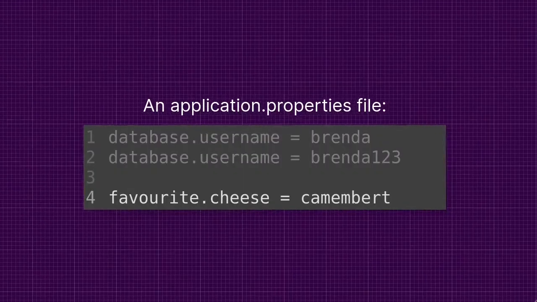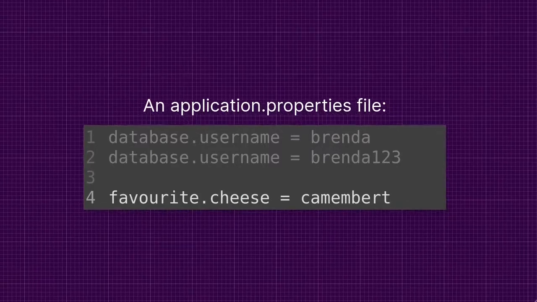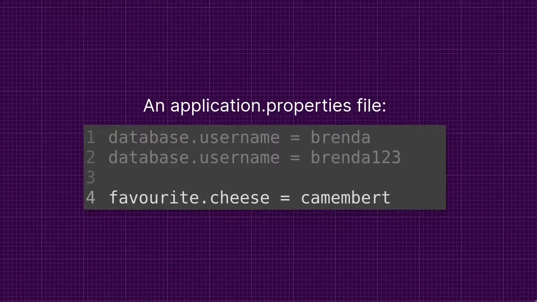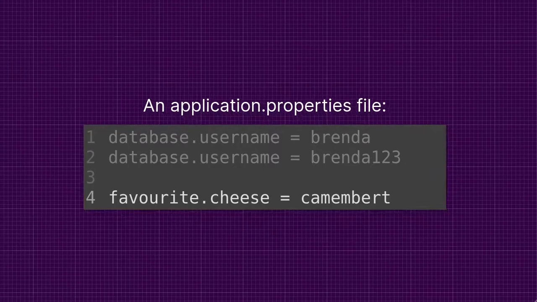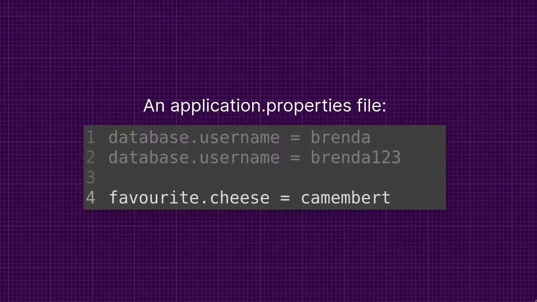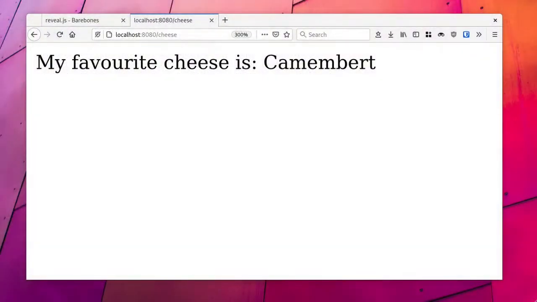So firstly, you need to define your property in an application.properties file as usual. So in my really serious app here, I'm going to display my favorite cheese, and I'm going to say it's Camembert. I've written some code so that it displays that favorite cheese, so it uses the value annotation to fetch favorite cheese from application properties, puts it in a string, and then it will display it as the response from my REST service so that when I run the app it looks like this and shows it.